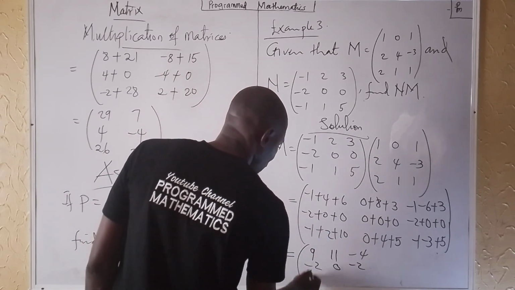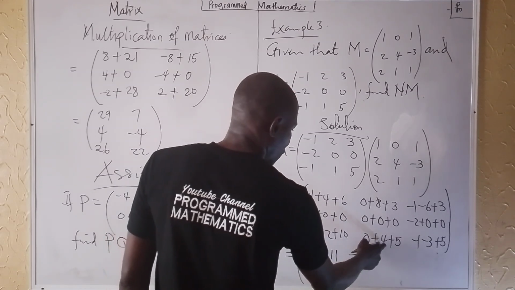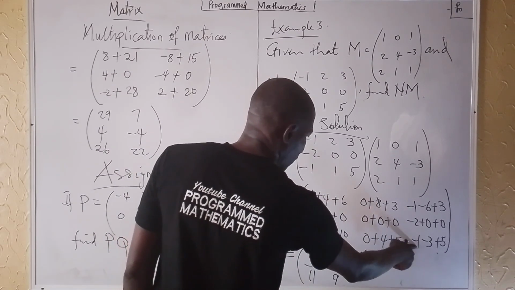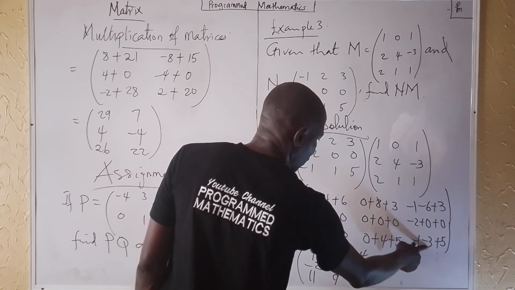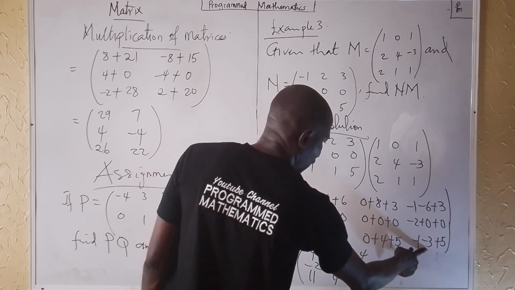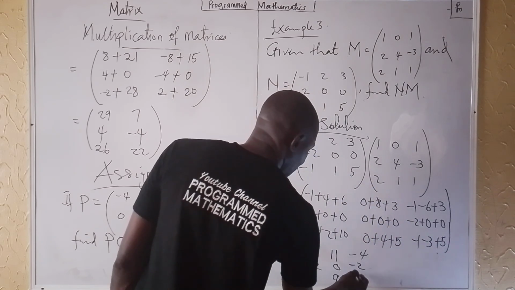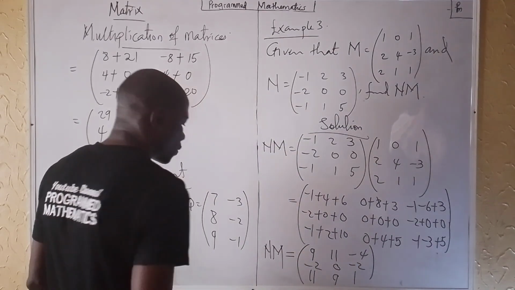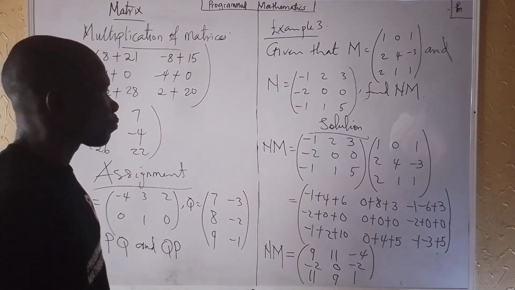And then the last row: minus 1 plus 2 is 1, 1 plus 10 is 11. 0 plus 4 plus 5 is 9. Then minus 1 minus 3 is minus 4, minus 4 plus 5 is 1. So this gives us the product for NM.